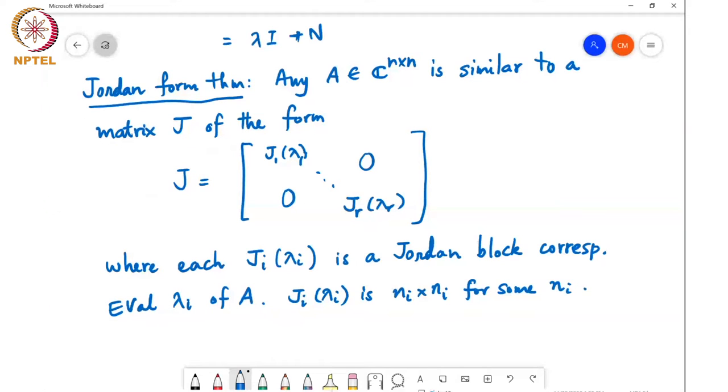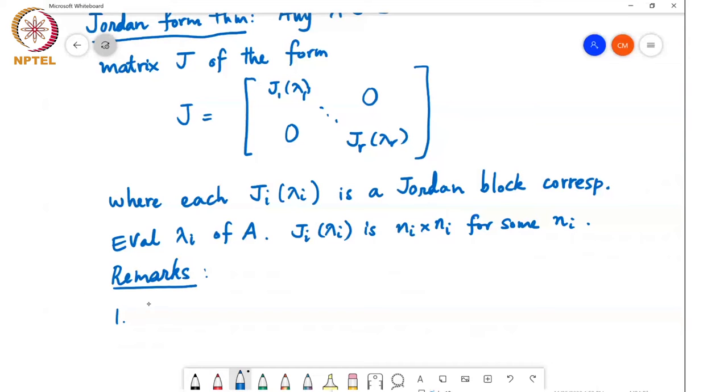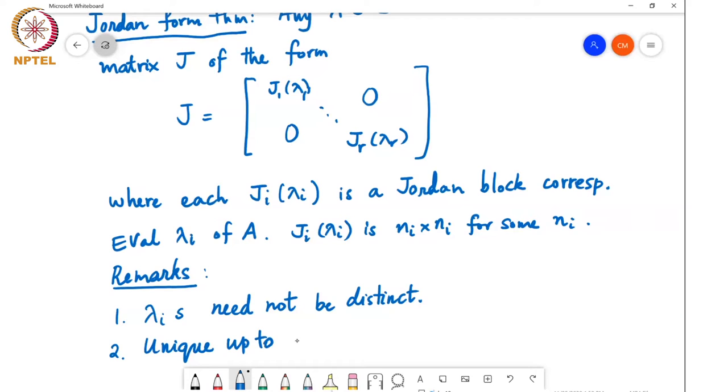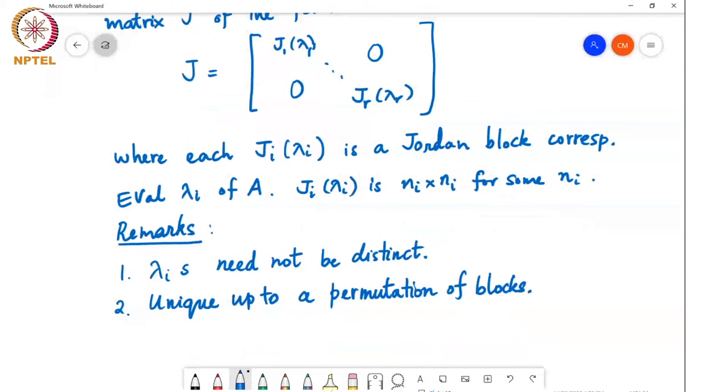Okay, so just to clarify what this theorem is saying, here are a few remarks. First, these lambda_i's need not be distinct. That is, the same lambda_i could occur in multiple blocks. Second is that this decomposition into this canonical form is unique up to a permutation of blocks. And third, this matrix J is called the Jordan canonical form of A.